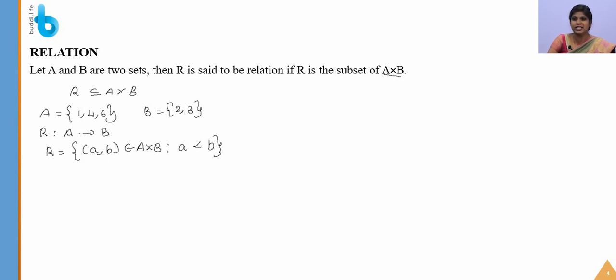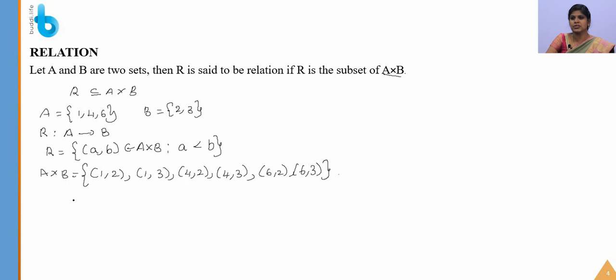So A should be less than B is going to be the condition for this relation. First of all, we'll write A cross B, that is the Cartesian product of A and B. Okay, get two sets and you have to write similar to the previous definition we learned. That is (1, 2), (1, 3), (4, 2), (4, 3), (6, 2), (6, 3). Okay. Now what are the elements going to be in the relation?